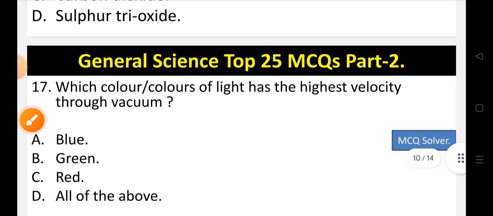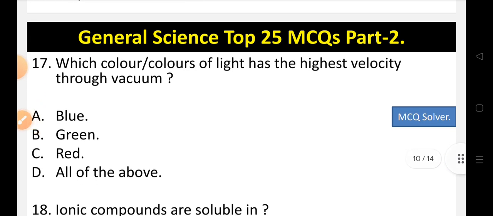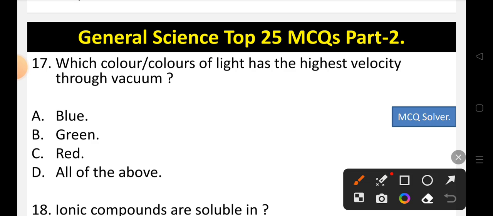Now let's move to question number 17. Which color or colors of light has the highest velocity through vacuum? Let's look into the options. Option A blue, option B green, option C red, or option D all of the above. So in a vacuum, any electromagnetic wave can have the highest velocity, no matter of which wavelength it is or no matter of which color it is. So the correct option is option D, that is all of the above. So D is the correct option.